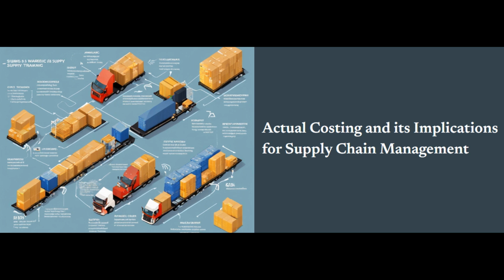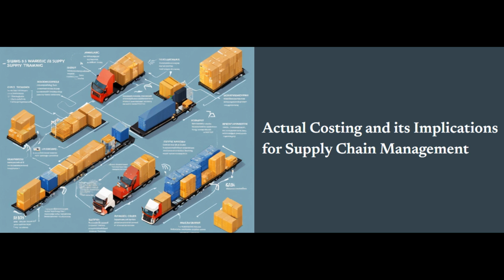Enhanced supplier selection and evaluation. With actual cost data, companies can make more informed decisions about supplier relationships, evaluating the true cost and value proposition of each supplier. Optimized inventory management. Actual costing provides the necessary data to make more accurate decisions about inventory levels, safety stock requirements, and the true costs of holding and managing inventory. Informed logistics and distribution planning. By understanding the actual costs of transportation, warehousing, and other logistics activities, organizations can make better informed decisions about routing, mode selection, and distribution network design.